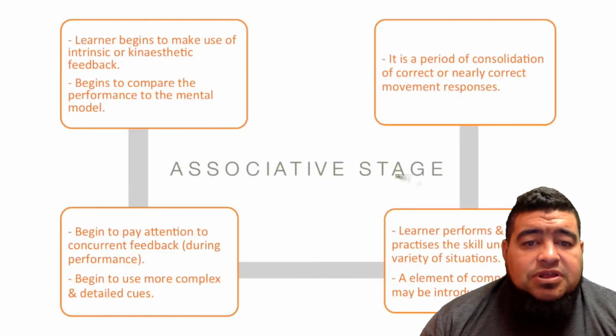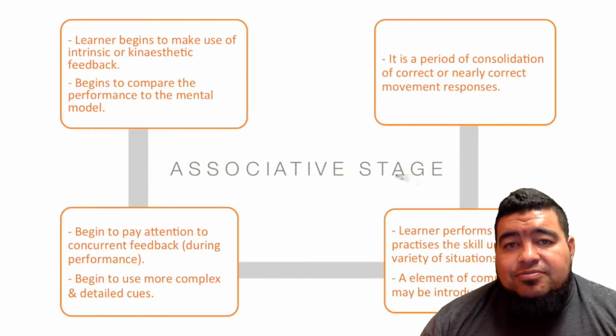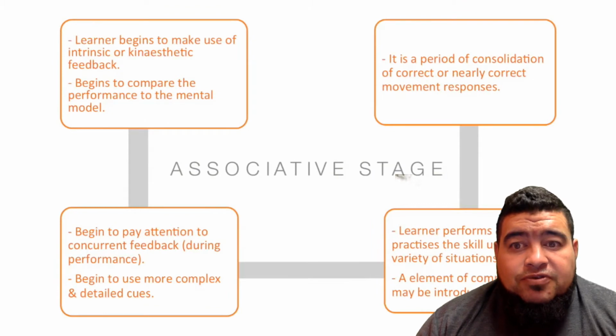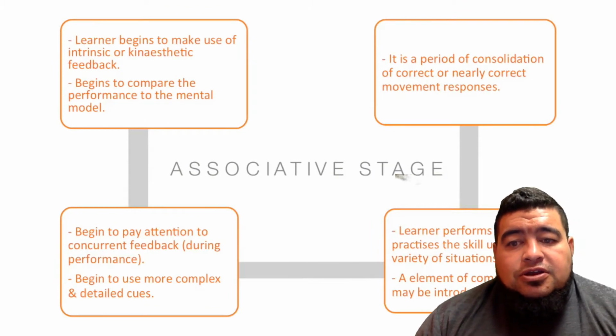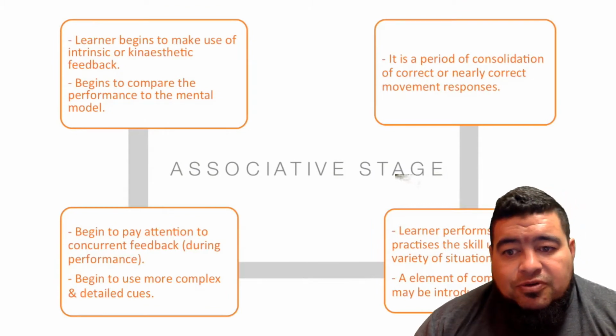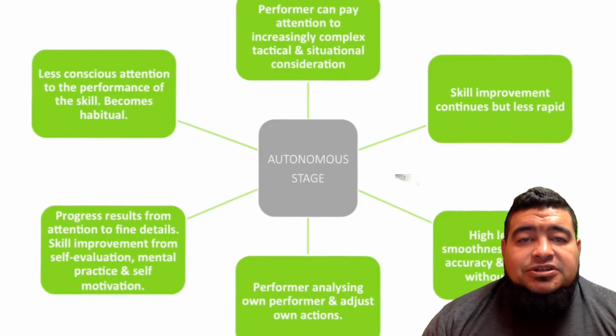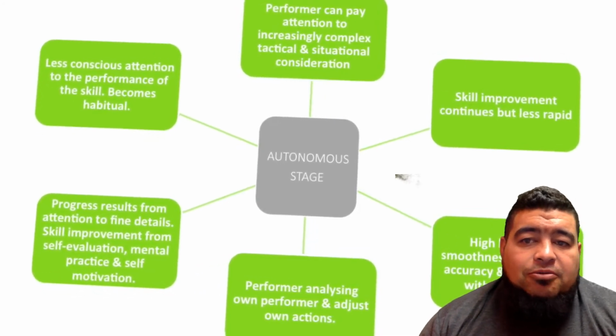In the associative stage, you start to make use of some feedback, either internal or external, and you know what it feels like to be successful. You pay attention to that feedback and you try to focus on improving those parts of it. You start to practice a skill under different variations of situations, and you can start bringing it into competition.